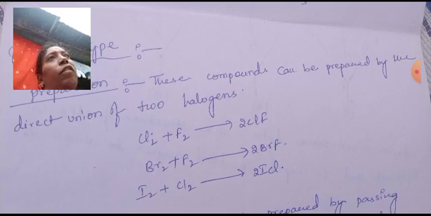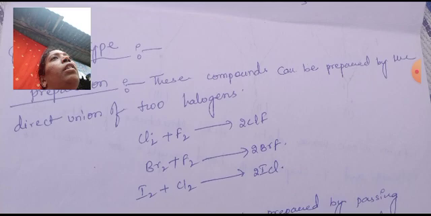So if you see the structure, it is a direct union. Therefore in ClF, chlorine will give one electron, fluorine will give one electron, and they form a bond. That is called a linear shaped bonding, which is formed in the AX type.